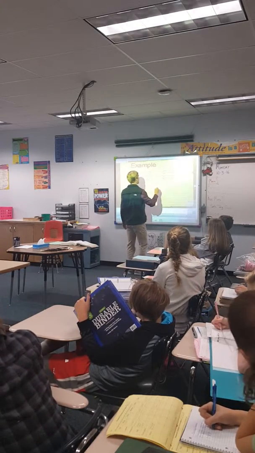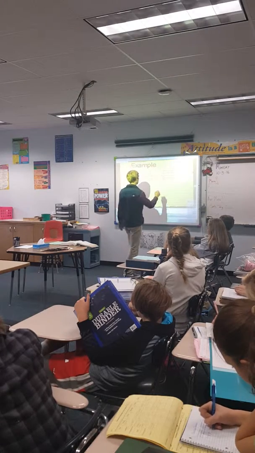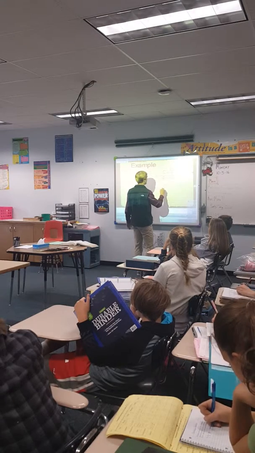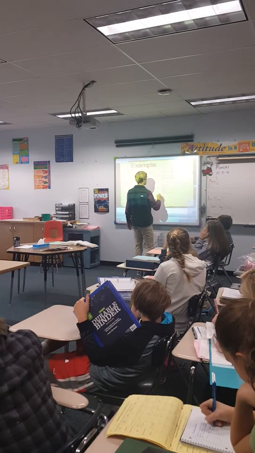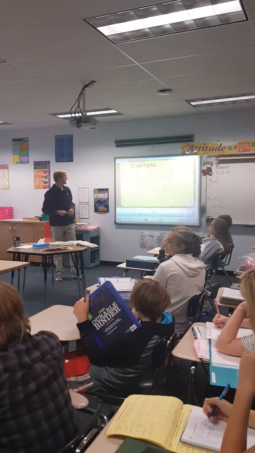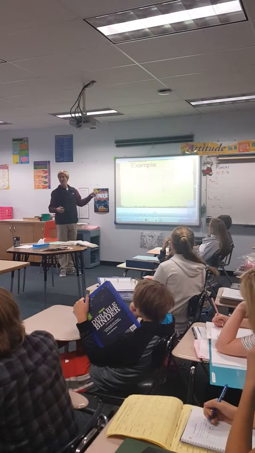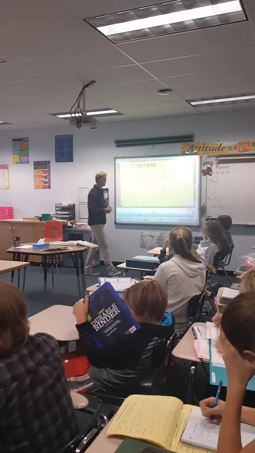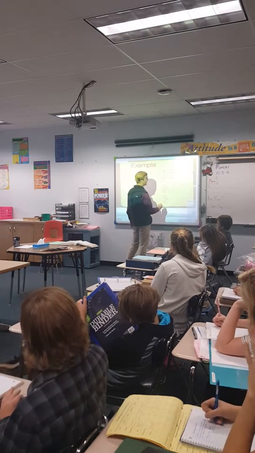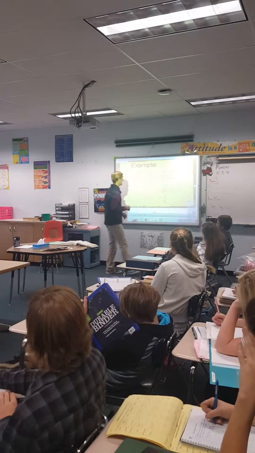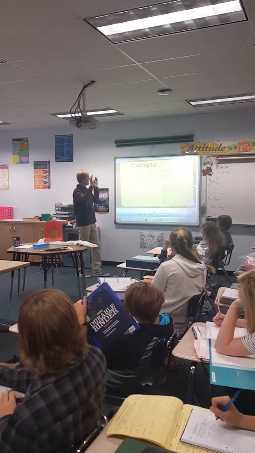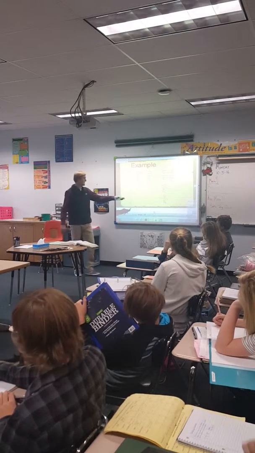All right, let's simplify this. Tell me as a group, what's 5 times 7? 35. Beautiful. What's 8 times 10? 80. How can we simplify this down? Hannah? We can divide the numerator and the denominator each by 5. So what's 35 divided by 5? 7. What's 80 divided by 5? 16. Perfect.